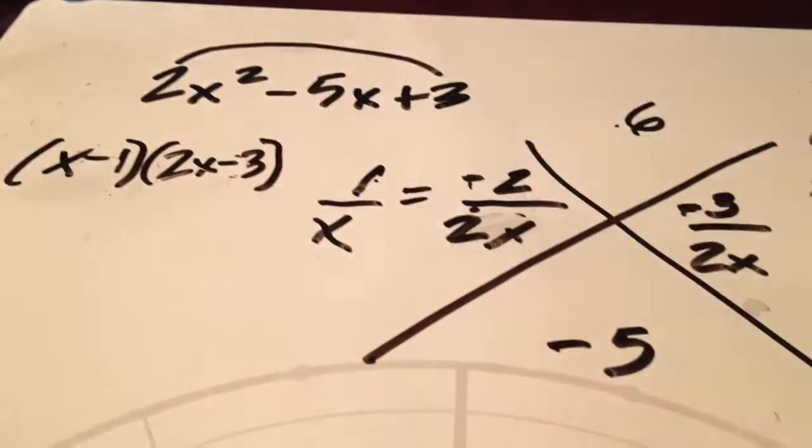And you would see that you would get 2x squared minus 5x plus 3 in the end.